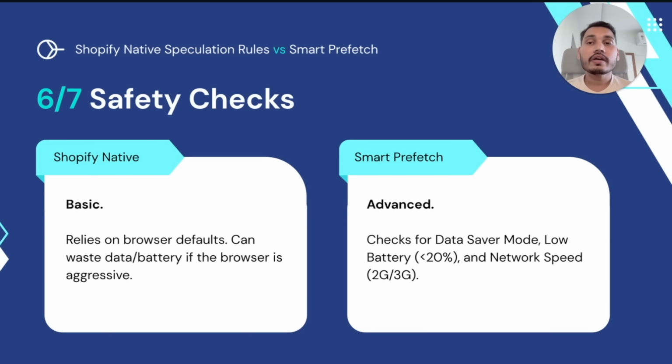They are all relying on the browser defaults for these safety checks. While with Smart Prefetch, we check for several things, right? We check if the user has data saver mode on or not. If data saver mode is on, probably the user is concerned about every byte or every MB being wasted from their network. If they are on data saver mode, we don't prefetch any page. We pause the prefetching feature completely. And then some other criteria: if the user is on less than 20% battery, then also we don't do any prefetching.